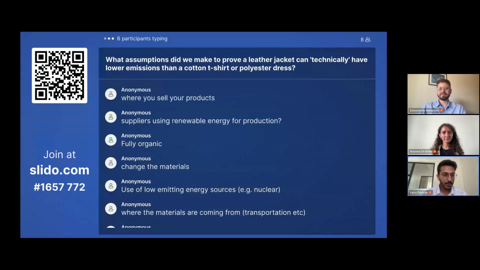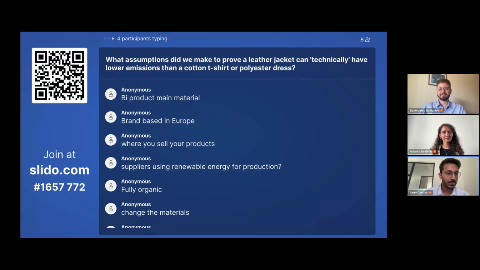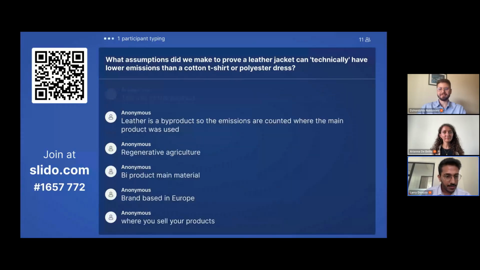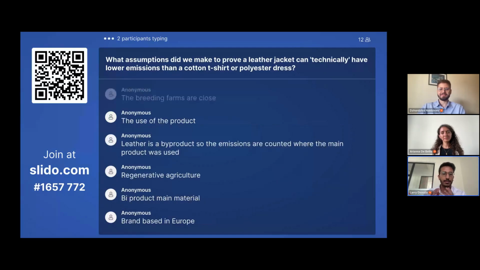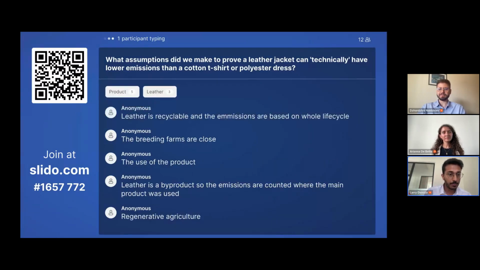So also related to the transportation distances, use of lower emitting energy sources, change of materials, fully organic, suppliers using renewable energy, brand based in Europe, byproduct main material, regenerative agriculture. Leather is a byproduct, so the emissions are counted where the main product was used, the use of the product. Okay, so here we are mainly focusing on S3C1, so all the emissions that you see are mainly related to the production of the product only. The breeding farms are closed, leather is recyclable, and the emissions are based on the whole life cycle. Okay, let's give a few more seconds for everyone to finish typing.